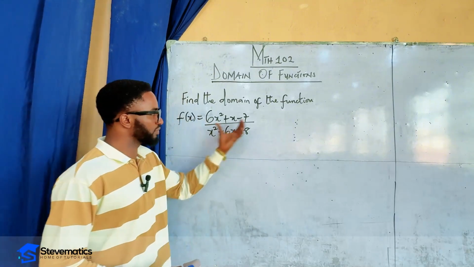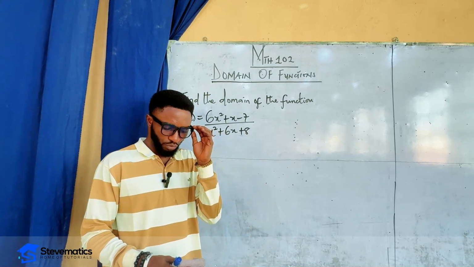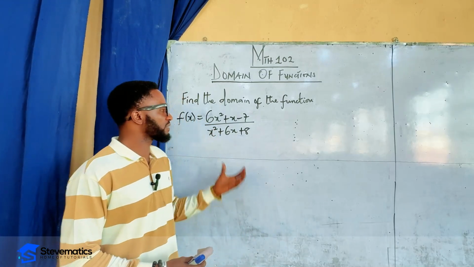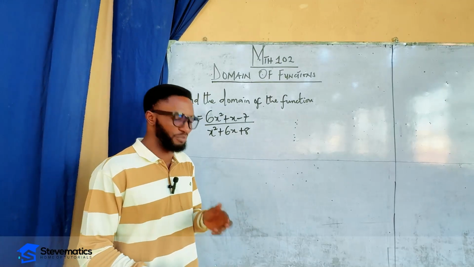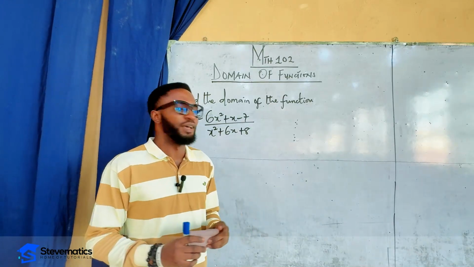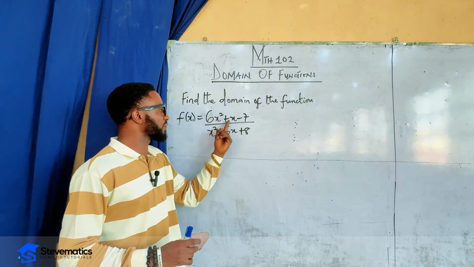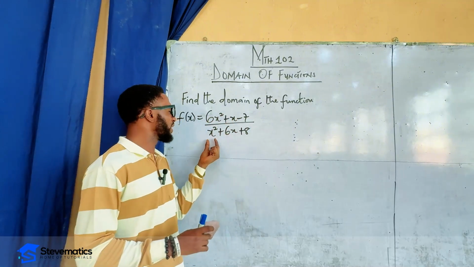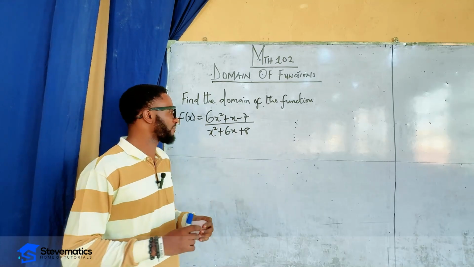So that's why I'm still taking my time to solve questions on domain of functions. All right, we have a question here. Different from others, I know, but very simple. Same principle, very simple. What we have here is a rational function: 6x squared plus x minus 7 over x squared plus 6x plus 8. Now you look at this.